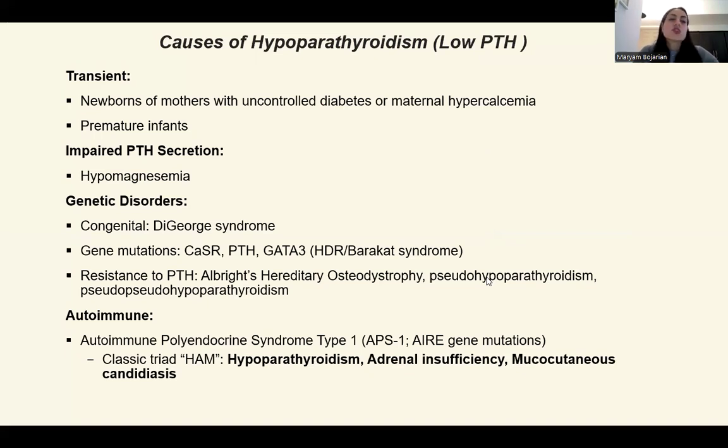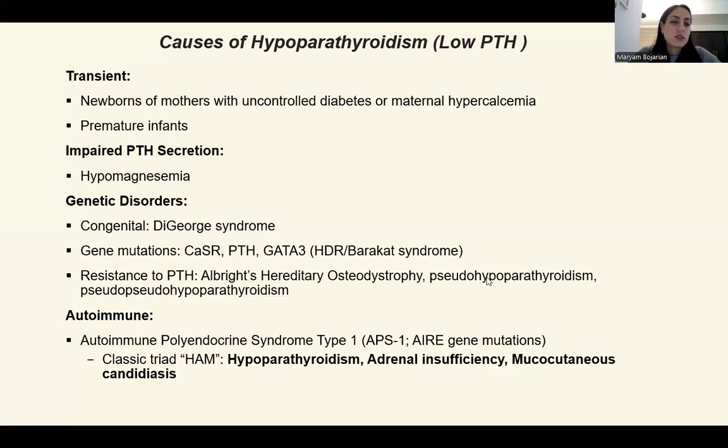So we can have transient hypoparathyroidism. We can see it in newborns of mothers with uncontrolled diabetes or maternal hypocalcemia. And we can also see this transient hypoparathyroidism in premature infants. As I said, any change in magnesium levels can impair PTH secretion and can cause hypoparathyroidism. Some genetic disorders like DiGeorge syndrome can cause it.